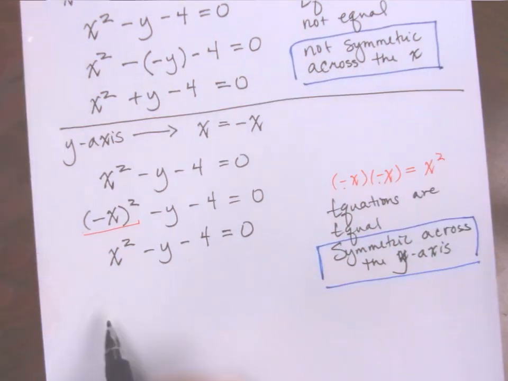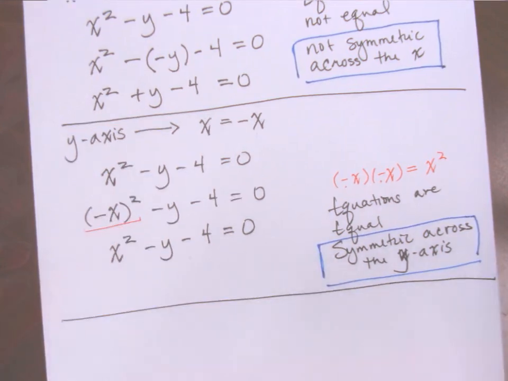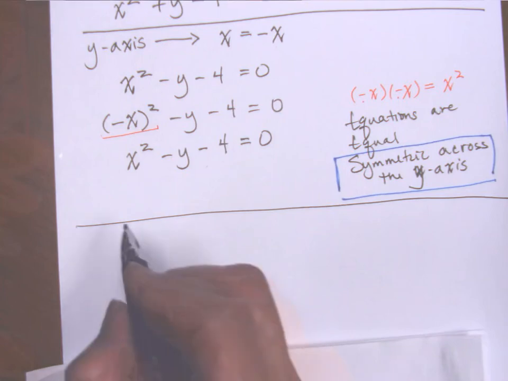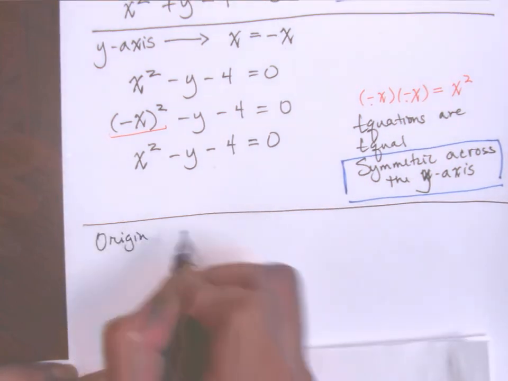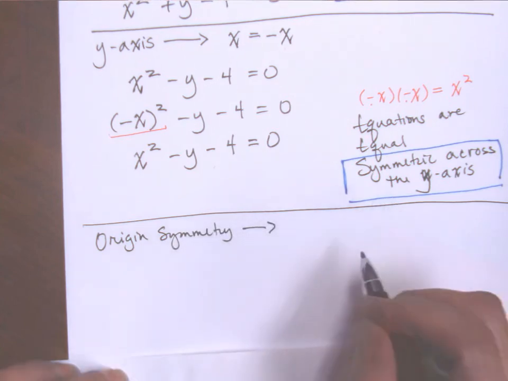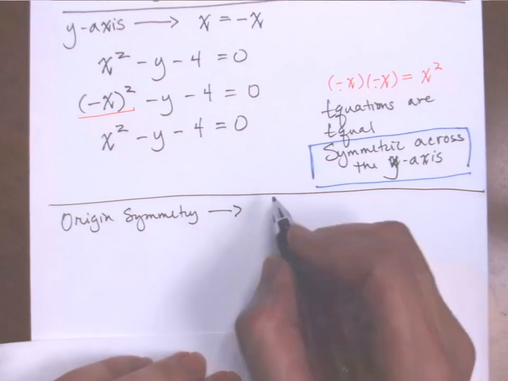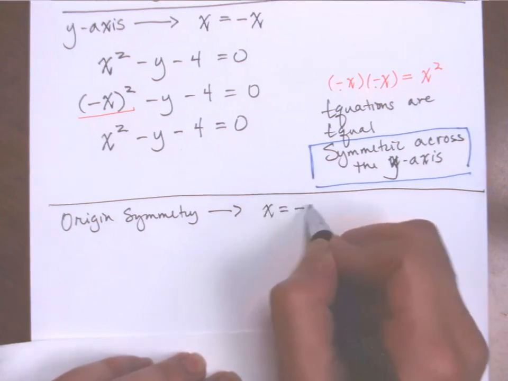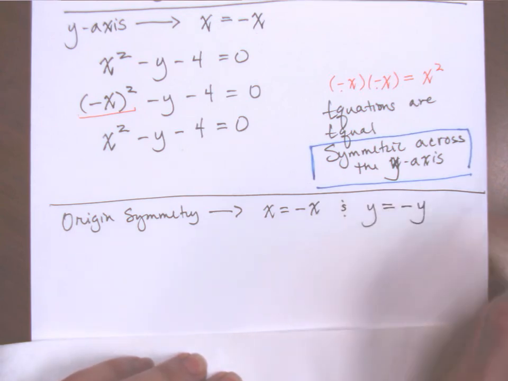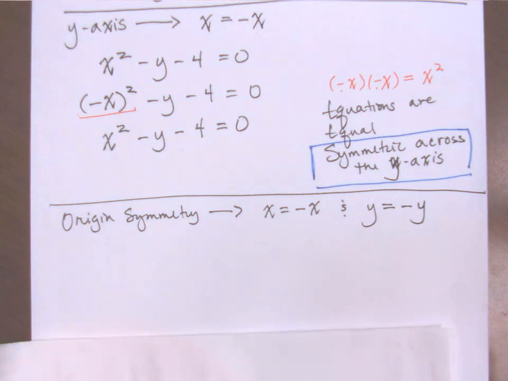We have one more test for symmetry. We talked about 3 kinds, and the last test for symmetry is symmetric across the origin. So, origin symmetry. If I'm symmetric across the origin, I'm going to take x and substitute in negative x, and I'm going to take y and substitute in negative y. I just did both of these things, but now I'm going to do both of them at the same time.